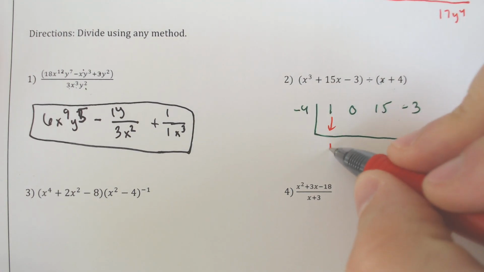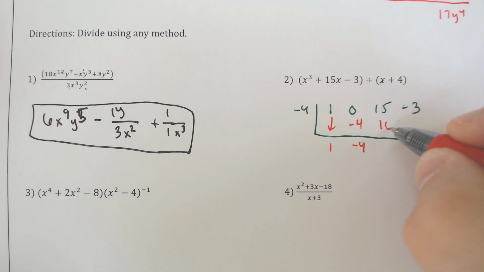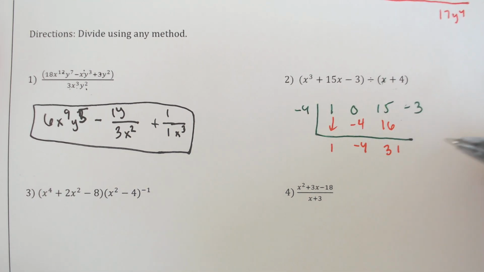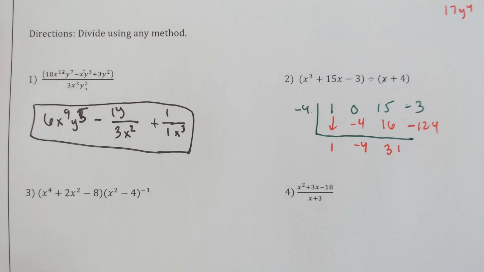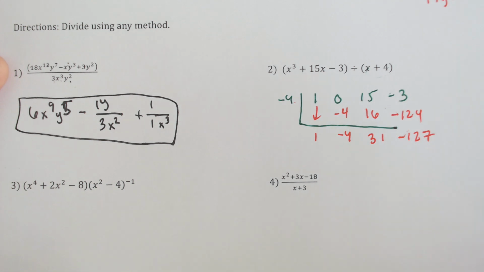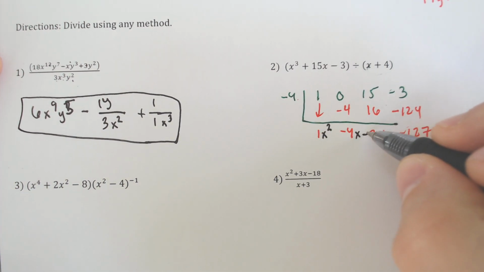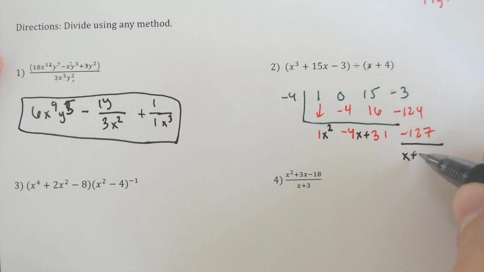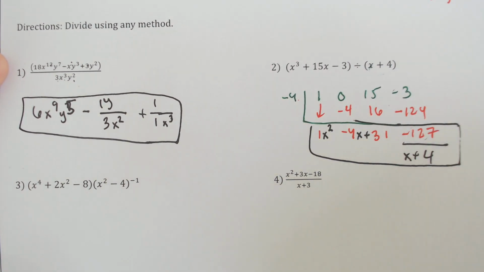We bring down our first number, 1, multiply, negative 4, add, negative 4, multiply, 16, add, 31. Ugh. 4 times negative 31 is negative 124. Let me make sure about that one. 31 times 4 is 124. Add straight down, we get negative 127. Remember with synthetic division that these numbers are dropping by a singular exponent, and you divide your original remainder by the original x plus 4. So that's our answer there.